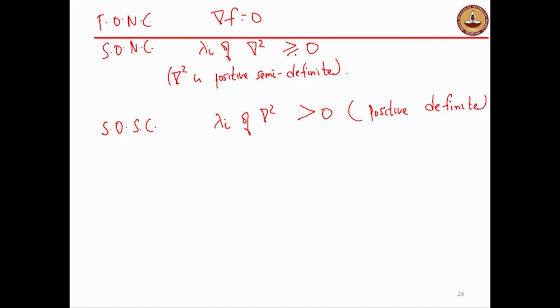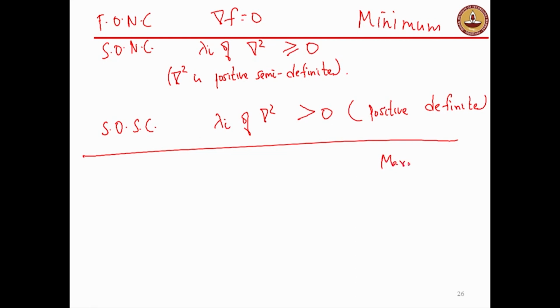For a maximum, the signs are reversed. Eigenvalues have to be non-positive, and for a sufficiency condition, eigenvalues have to be strictly less than 0, or the matrix is called negative definite for a maximum. This is for a minimum, and for a maximum, all the implications, the directions of the signs, are all reversed.